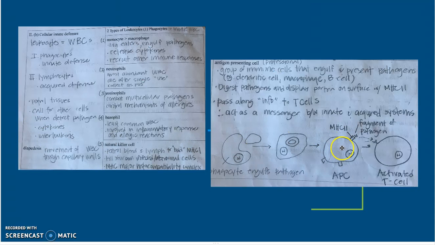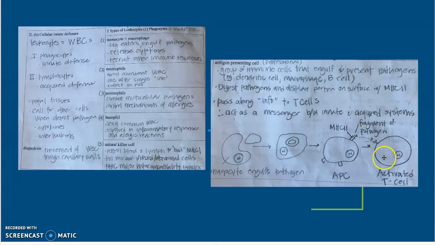Here's our antigen presenting cell. It's holding that fragment of the pathogen on the outside. Now it can go ahead and stimulate your specific immunity, as opposed to your innate immunity. So it's passing this info along, and it acts as a messenger in between your innate and these acquired protective systems. So now we're going to move over to the acquired system.